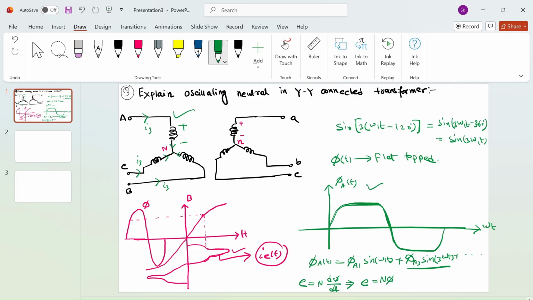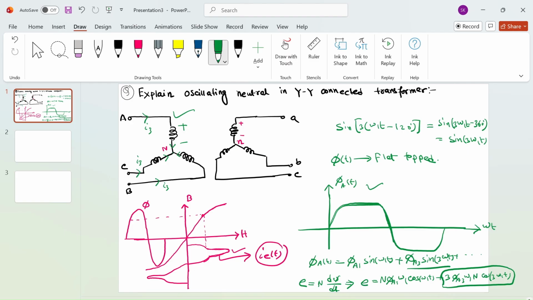So E equals N phi A1 omega 1 cos omega 1 t plus 3 phi A3 omega 1 N cos 3 omega 1 t. So the induced voltage will also contain a third harmonic voltage. That is the main cause of the oscillating neutral that we will see.